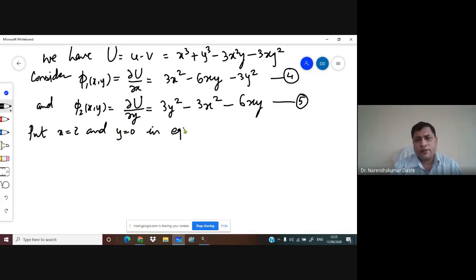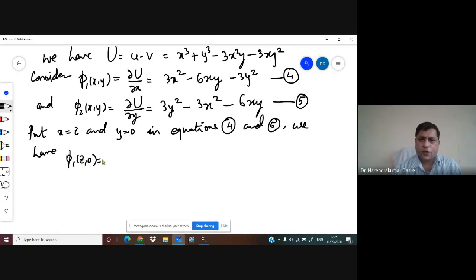Okay, so this is the first step we have completed. Now we consider the second step. Consider phi 1 of xy is equal to ∂u/∂x. So here we have to consider the first derivative with respect to x, as it is a real part. So we have 3x² − 6xy, and here you'll be having the term −3y². Okay, now this is going to be equation 4.